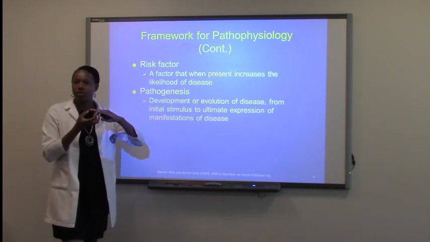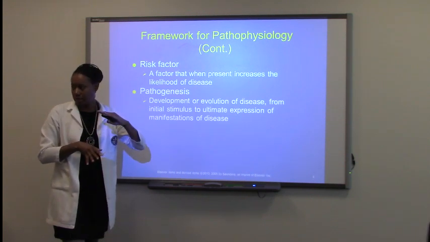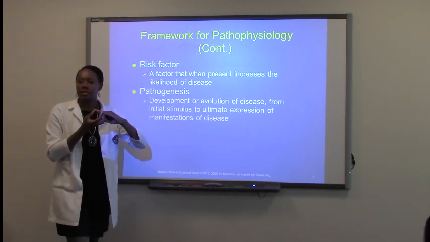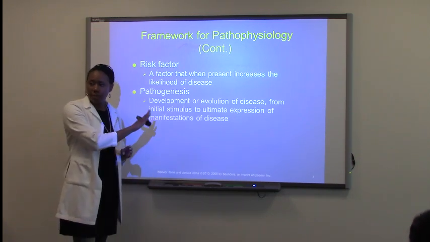Thrombus. Okay, a thrombus is when it's fixated. An embolus is when it breaks off and flows through the bloodstream. So a thrombus is fixated, an embolus is when it breaks off. This is just to give you an example of the pathogenesis.